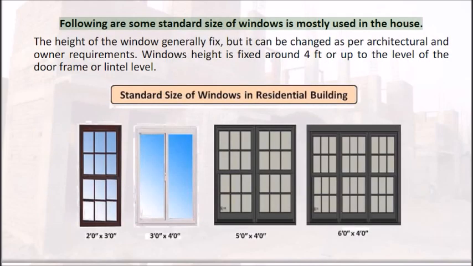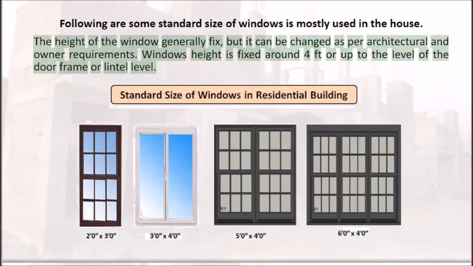Following are some standard sizes of windows mostly used in the house. The height of the window is generally fixed, but it can be changed as per architectural and owner requirements. Window height is fixed around 4 feet or up to the level of the door frame or lintel level.